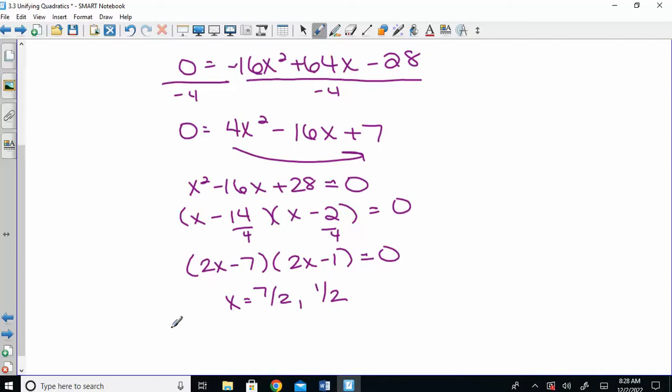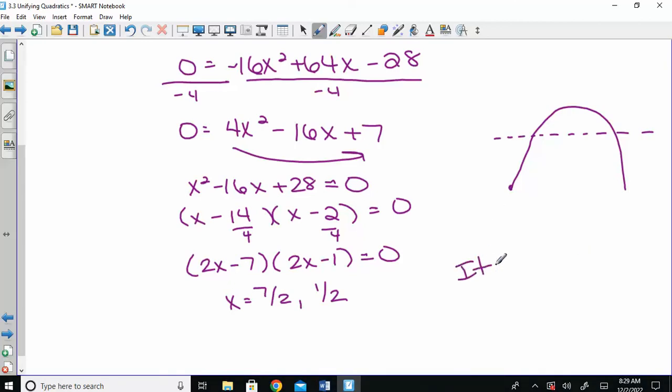Only difference, if it's a word problem, then I would like for you to answer with a sentence. The question was, after how many seconds does it hit a height of 28 feet? Why would I get 2 answers? Because that's where it starts and where it ends. If you take something and throw it up, it's going to come back down, right? So we hit that height of 28 on the way up and on the way back down.